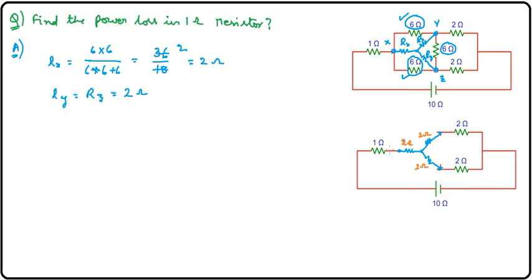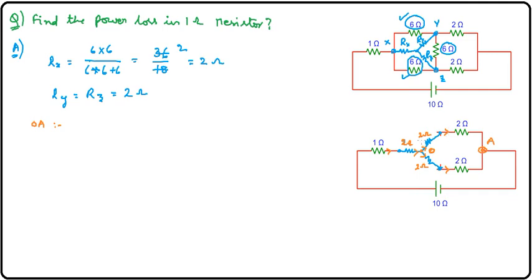Now you can see the current flow. The current is flowing in this way, and at this point it is divided into two parts, and the same current is flowing through this 2 ohm resistor, and then it is added here. So that's all. Now we can solve this part. Let me take this point as O and this point as A, and let me solve from O to A.